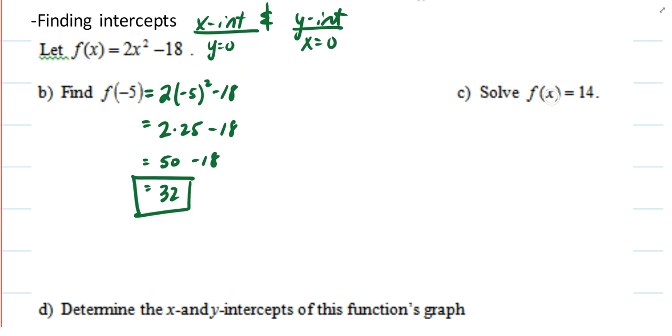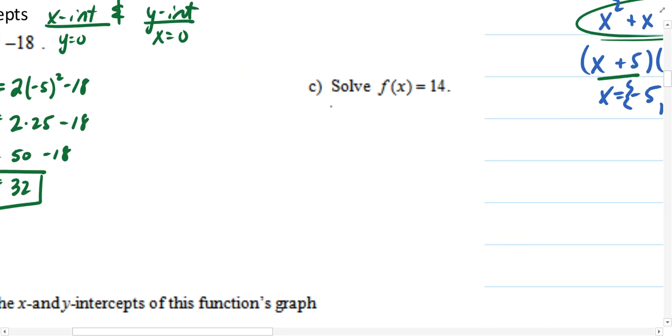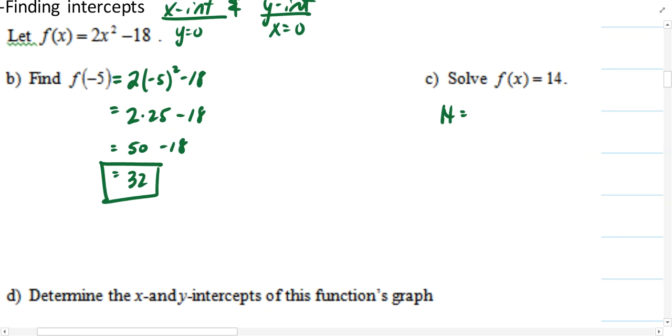In the second example, our notation is slightly different. This time we're saying that f of x is equal to 14. So that's another way of saying that y is equal to 14. If the y coordinate is 14, most of the time we'll report that 14 on the left side of the equation and say that 14 must be equal to 2x squared minus 18.